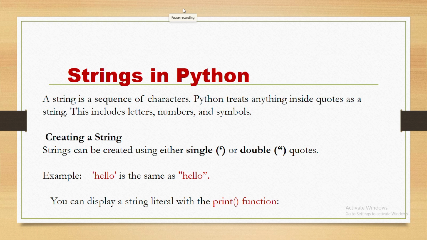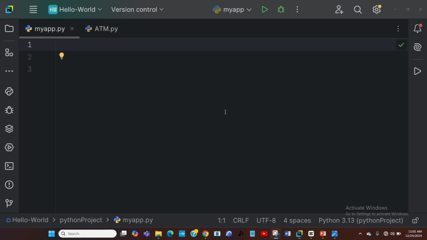So strings can be created using either a single quote or a double quote. For example, 'hello' is the same as "hello". Both of them are the same. I can use a single quote or a double quote. And in Python, whenever it encounters anything in single quotes or double quotes, it reads it as a string. You can display a string literal with the print function, and I'm going to show you how.